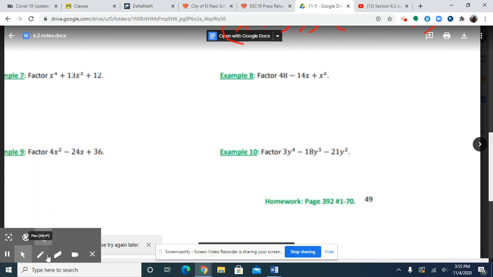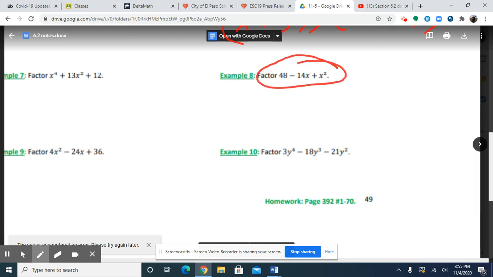Okay, so moving on to the next example. The only issue here is that it's out of order. So we'd rather see it as x squared minus 14x plus 48. We always want to put these numbers in order. So let's find our factors of 48.